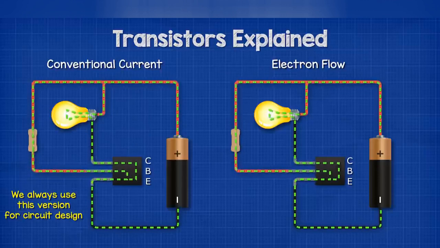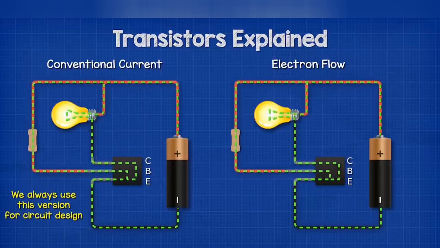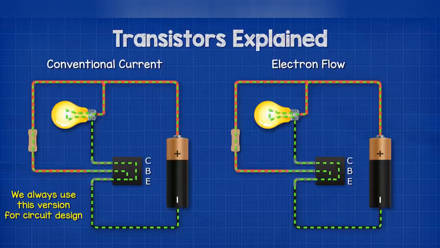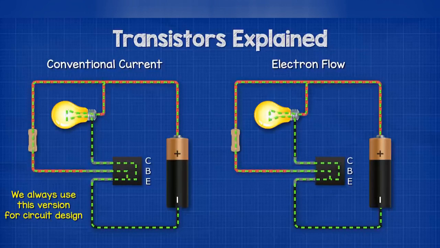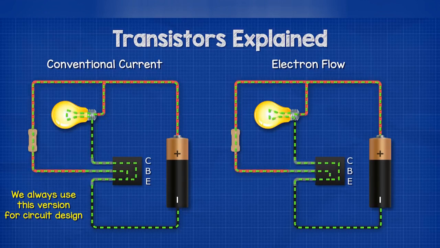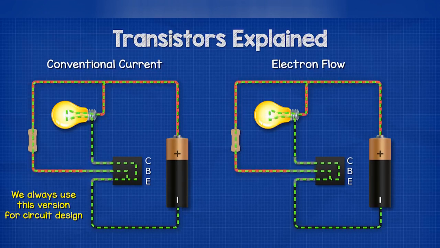We call this electron flow. I'll place these side by side so you can see the difference in the two theories. Remember, we always design circuits using the conventional current method. But scientists and engineers know that electron flow is how it actually works.